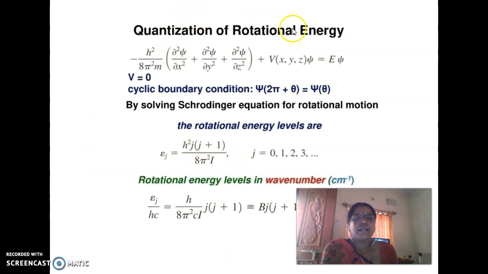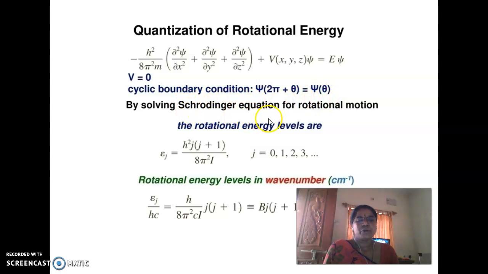According to the Schrödinger equation, we measure the quantization of rotational energy, which is given by h square by 8 pi square m into dou square psi by dou x square plus dou square psi by dou y square plus dou square psi by dou z square plus V, where x, y, z are Cartesian coordinates and psi, the wave function, is equal to E psi. If V is equal to 0, the cyclic boundary condition is psi of 2 pi plus theta equal to psi of theta.